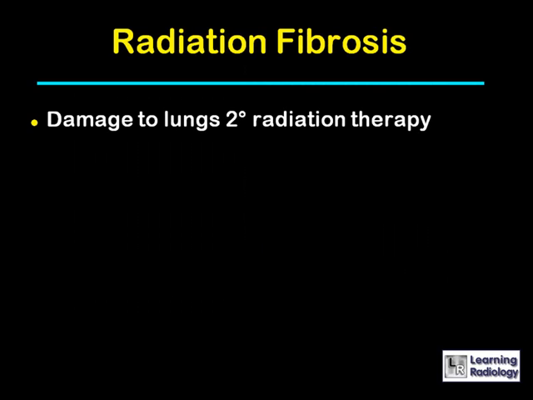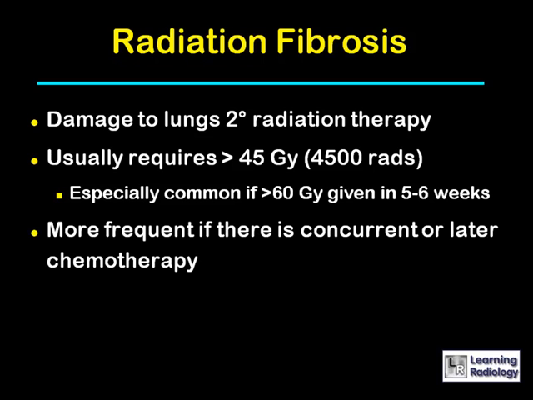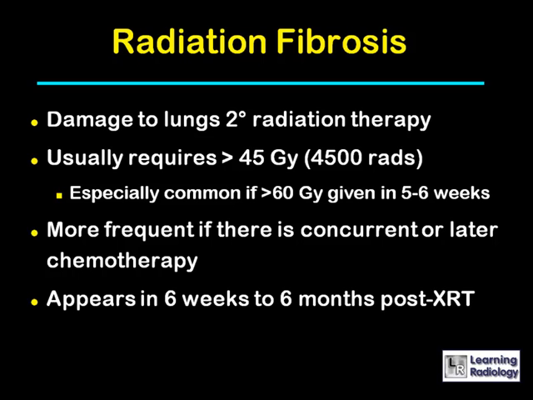Radiation fibrosis occurs when there is damage to the lung secondary to radiation therapy. It usually requires in excess of 45 gray or 4,500 rads, and it's especially common if more than 60 gray or 6,000 rads are given in a 5 to 6 week period. It is more frequent if there is concurrent chemotherapy, or even chemotherapy administered after the radiation. It generally appears within 6 weeks to 6 months following the radiation therapy, and it is confined to the radiation portal.